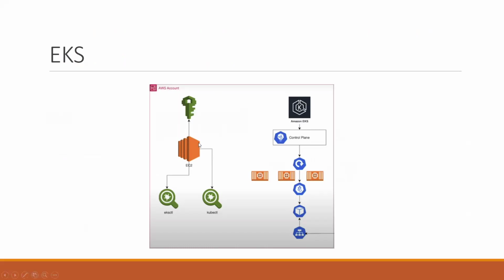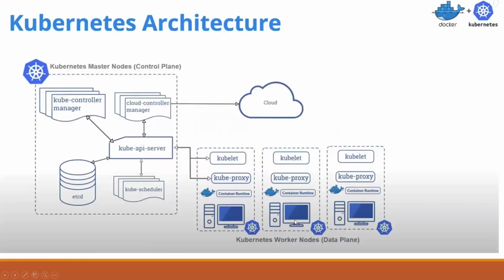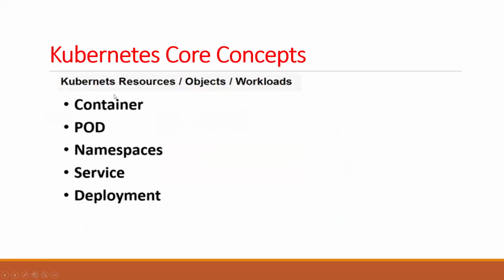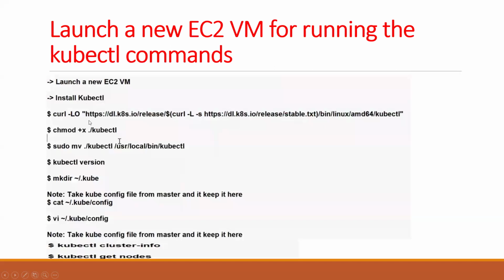So for the EKS EC2 instance, it will install kubectl and eksctl. Right, this is Amazon EKS. This is the control plane. In the control plane, we have three instances. Okay, Kubernetes architecture. Now you understood, right? So launch a new EC2 instance VM for running the Kubernetes cluster. Just launch the EC2 instance and install kubectl. Take the kubeconfig from the master and keep it here.